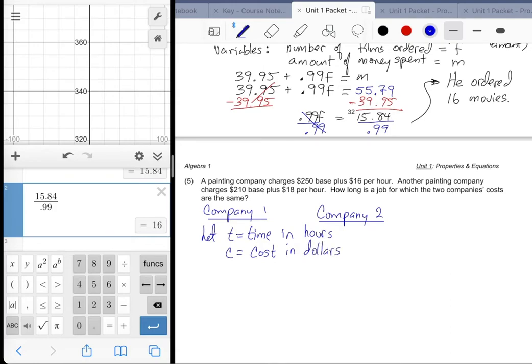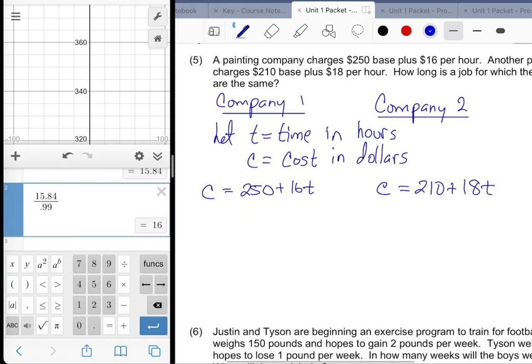All right, getting a little bit more specific with the money here. Our two companies are each involving the same parameters, some fixed amount. We have the cost here is equal to 250 plus 16 times the number of hours, and the cost over here is equal to 210 plus 18 times the number of hours. Let me just bring it in so you can see.